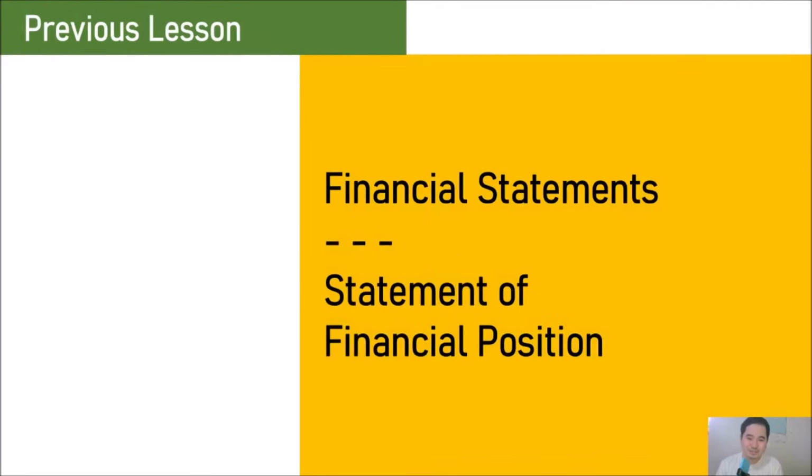Our previous lesson was about financial statements under the International Accounting Standard 1 entitled Presentation of Financial Statements. So we have discussed the objectives of financial statements and the components of the complete set of financial statements. We also discussed the Statement of Financial Position and what are the items, inclusions, and how to prepare and present the Statement of Financial Position. And now we're ready to prepare a Statement of Comprehensive Income and a Statement of Changes in Equity.